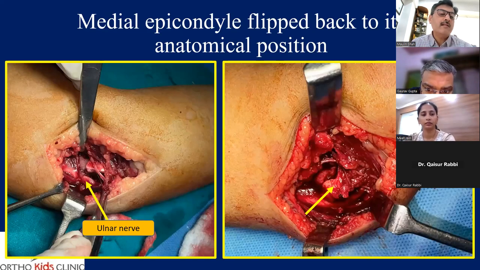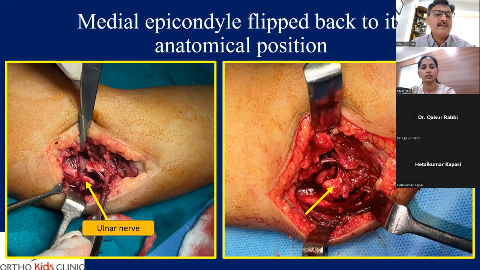So you can see the fragment, you can see the metaphysis when you open, once you drain the hematoma. So always a principle, medial epicondyle, you open it and fix it. And lateral condyle, if it is reducible and you do an arthrogram, you can manage it by closed means. But medial epicondyle, always open, because the ulnar nerve is lying just behind it and you have to retract it and then put this fragment. So it's difficult to understand that this would heal in this way, which is a bit distal and anterior, and the flexors would keep on pulling them.